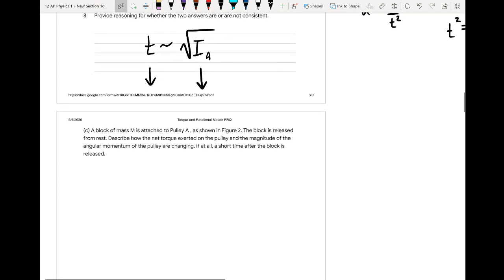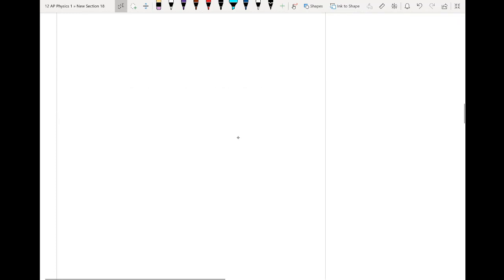All right, for C: a block of mass m is attached to pulley A as shown in the figure below. The block is released from rest. Describe how the net torque exerted on the pulley and the magnitude of the angular momentum of the pulley are changing, if at all, a short time after the block is released.